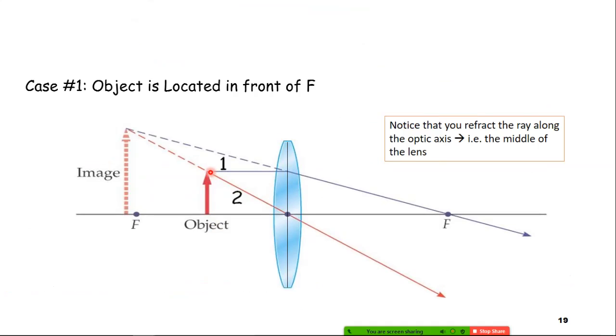Here we apply rule 1 and 2. Ray 1 goes through the focus, and ray 2 goes through the optical center and goes straight in the same way. After refraction the rays don't meet at a point, but if we draw lines backward, they will meet at a certain point, and this image will be a virtual image.